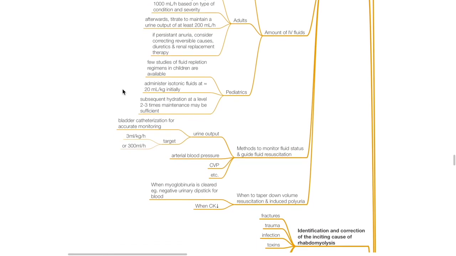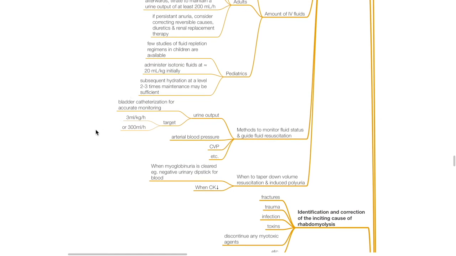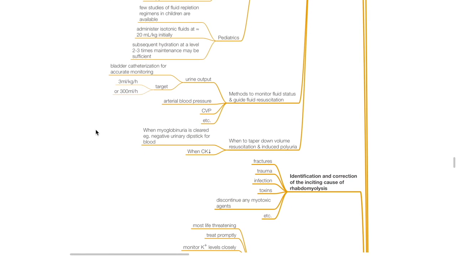Methods to monitor fluid status and guide fluid resuscitation: the target urine output is 3 ml per kg per hour or 300 ml per hour. Catheterize the bladder for accurate monitoring. Consider arterial blood pressure and CVP measurement. When to taper down volume resuscitation and induced polyuria: when myoglobinuria is cleared, for example, negative urinary dipstick for blood, or when CK levels are reduced.